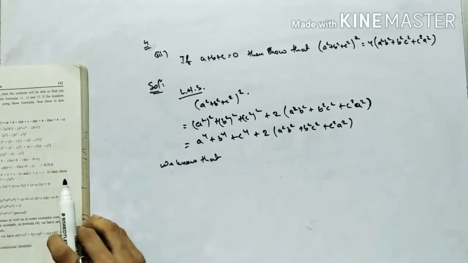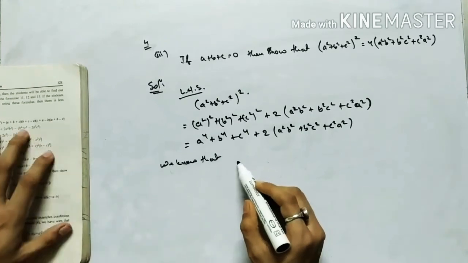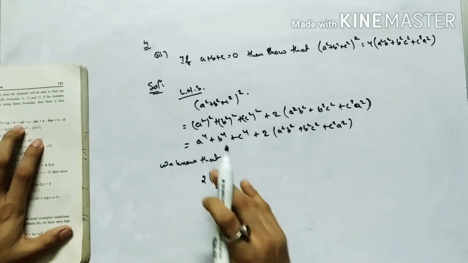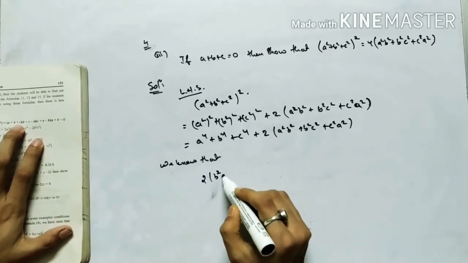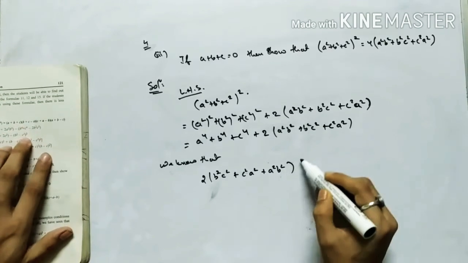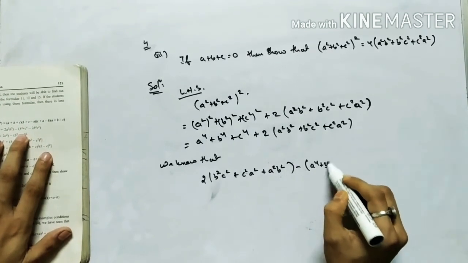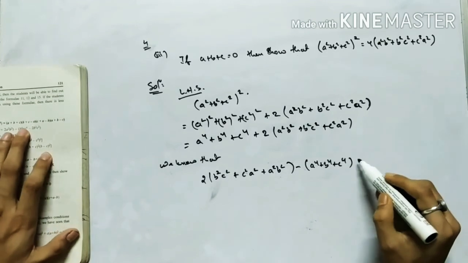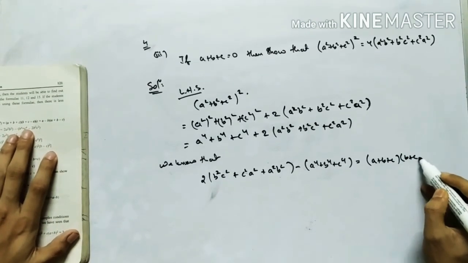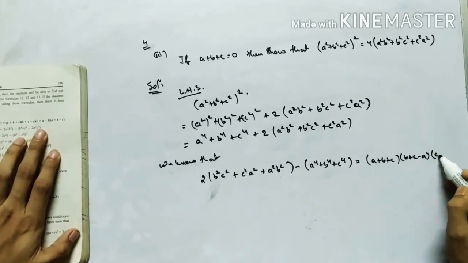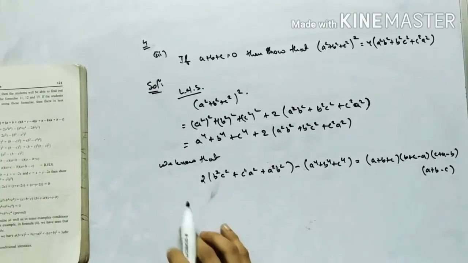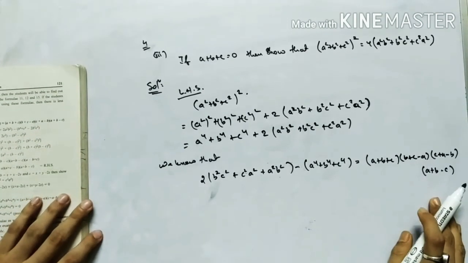You will have to write formula number 16. Okay, formula number 16 you will have to write. We know that 2(b square c square plus c square a square plus a square b square) minus (a to the power 4 plus b to the power 4 plus c to the power 4) is equal to (a plus b plus c)(b plus c minus a)(c plus a minus b)(a plus b minus c). This is formula number 16. We know that, this one we have to write.